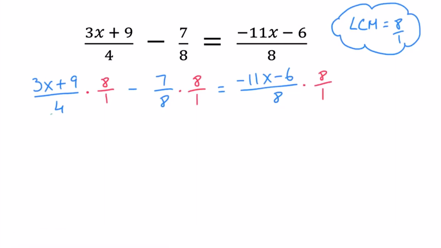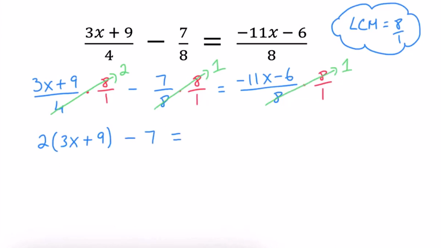So here, 4 goes into 8 2 times. So we have 2 times (3x + 9). Make sure we have the parentheses around 3x + 9. And then 8 goes into 8 1 time. So 1 times negative 7 is negative 7, is equal to, 8 goes into 8 1 time, and 1 times (-11x - 6) is just -11x - 6.